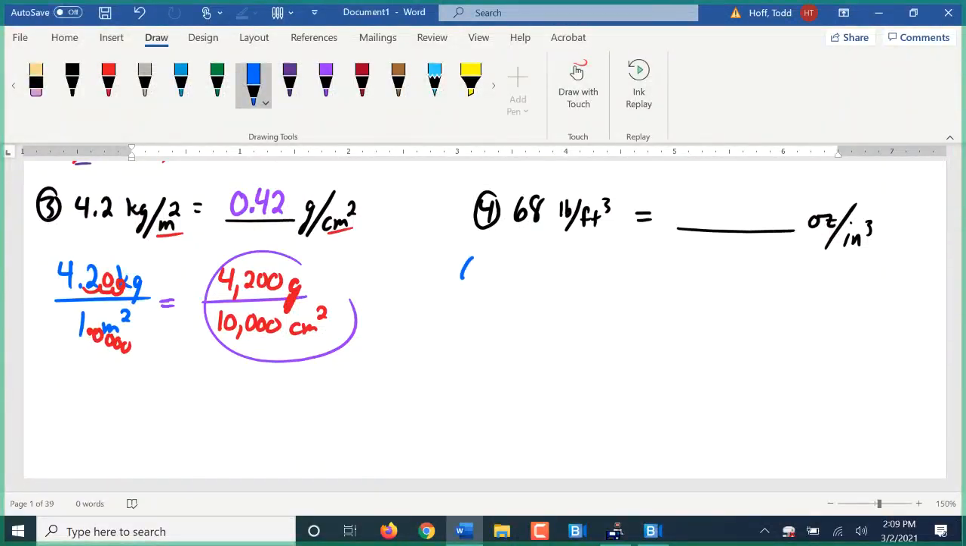Finally, we have 68 pounds per cubic foot, so that's 68 pounds over 1 cubic foot.